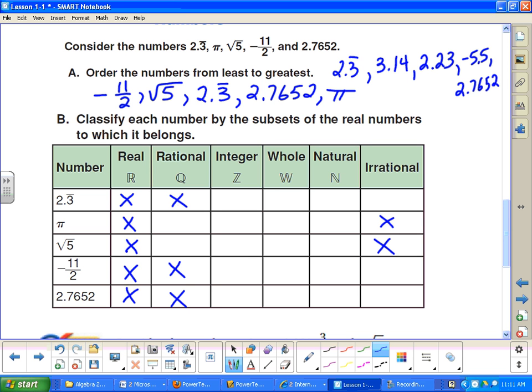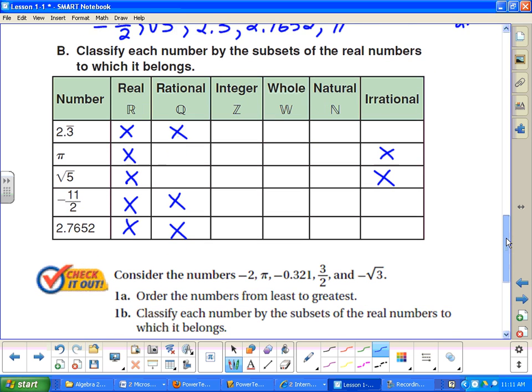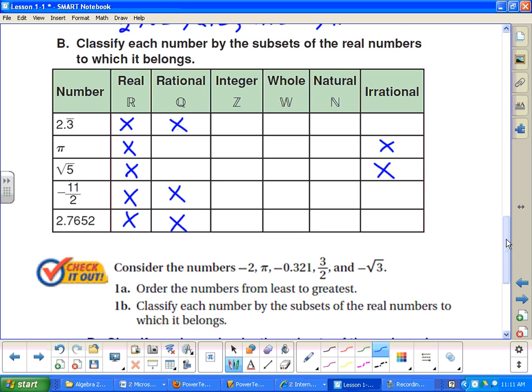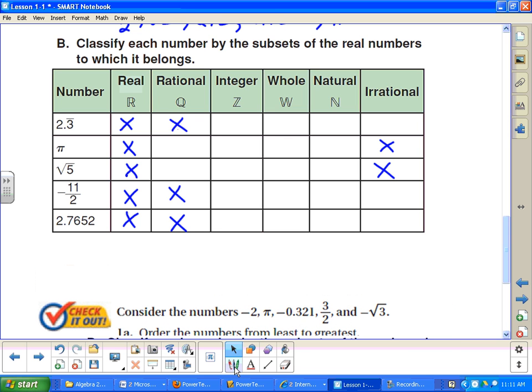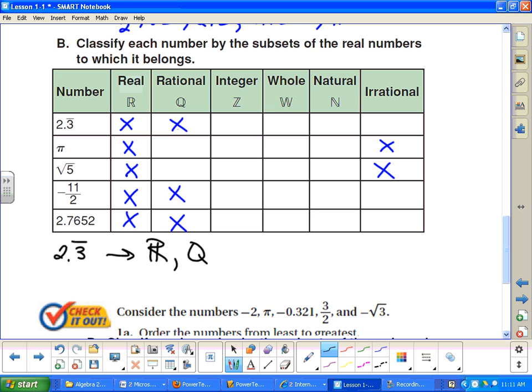So you could either make this table when you're answering these questions, or you could just write down the number and say, okay, so I had the number 2.3 with a bar over it, and that number is real and rational. Okay? Or you could just write real and rational. You can do it whichever of those three ways you want. Make a table and do that. Write down each separate one. It's up to you.